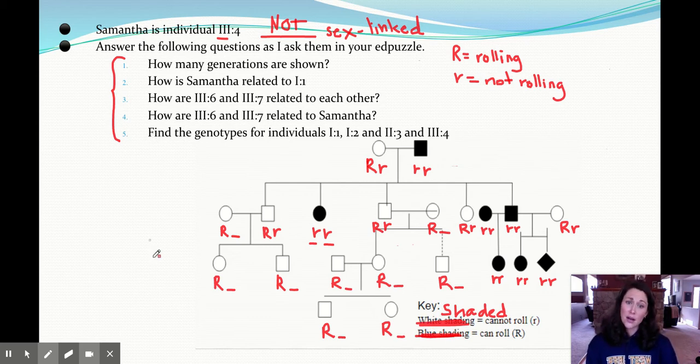Okay, this is how you complete a pedigree that's not sex linked. And you should have this on page 63 in your notes. I'm going to pause here, or you're going to pause here, and answer some Edpuzzle questions. These questions are going to pop up on Edpuzzle. Go ahead and answer them, and then we'll restart in just a second.